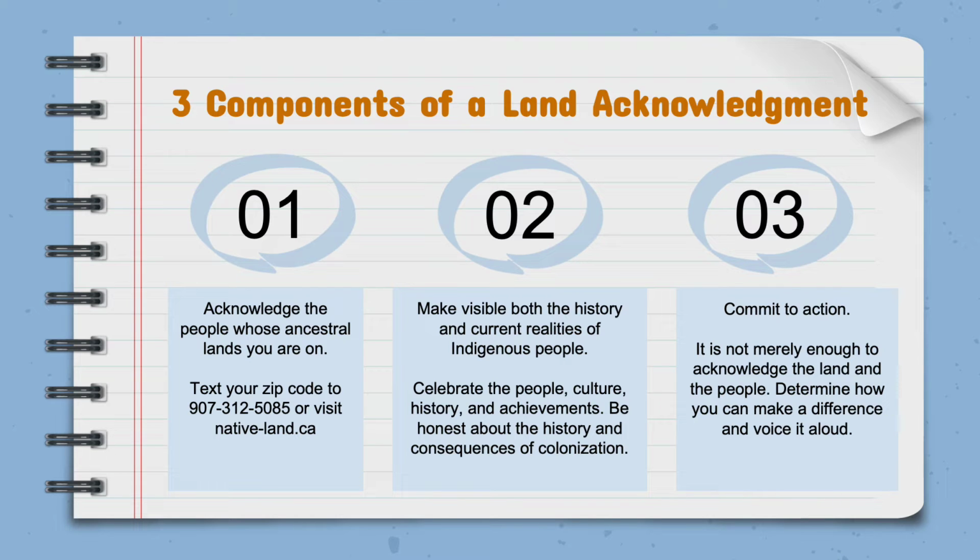When you're putting together a land acknowledgement, there are three components that you should make sure to have. The first one is to acknowledge the people whose ancestral lands you are on. If you are unsure of who this is, text your zip code to 907-312-5085 or visit native-land.ca to find out.